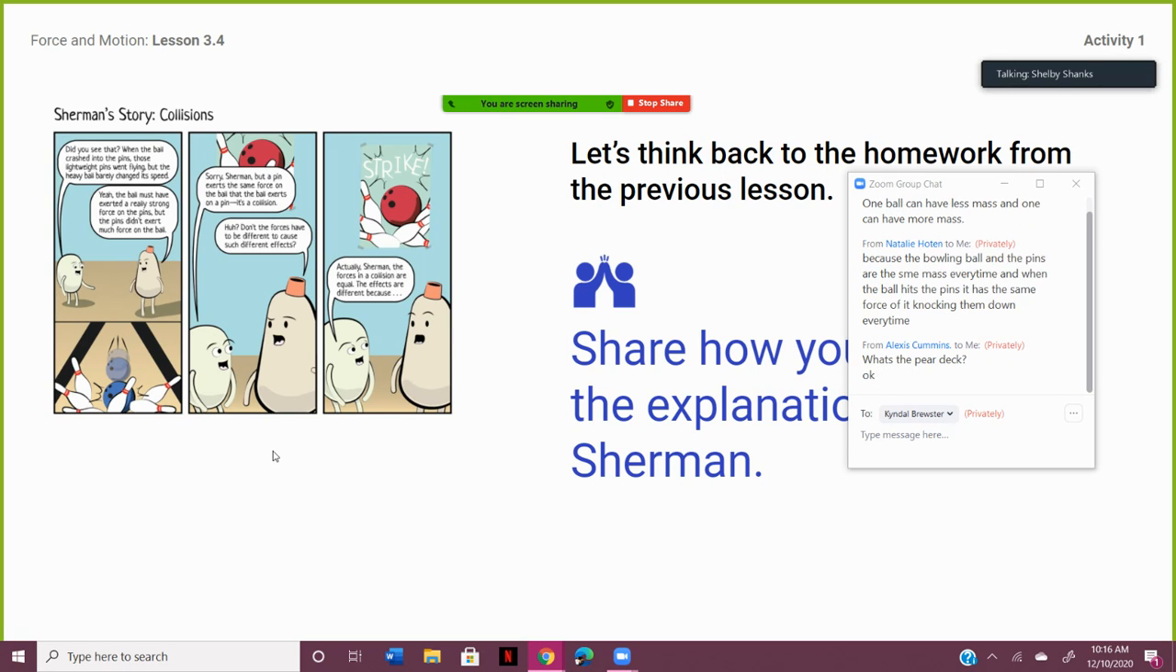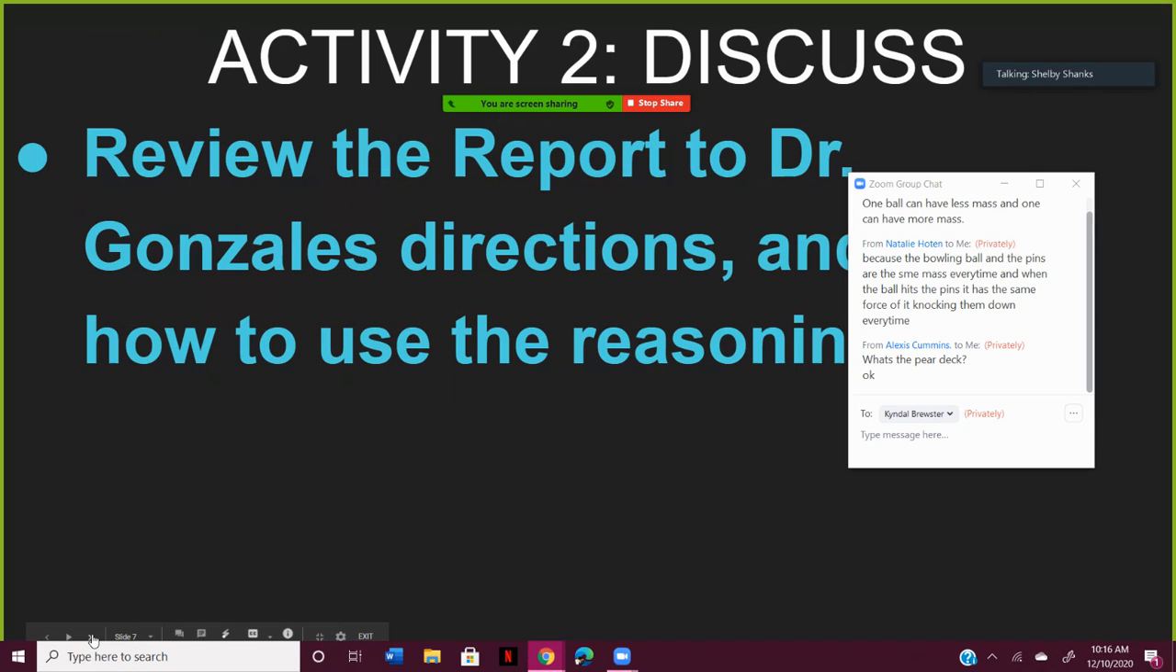All right, so we know that this had something to do with the mass of the bowling ball and the mass of the pins, right? The force between them is always the same, but the effects are different because of the mass.